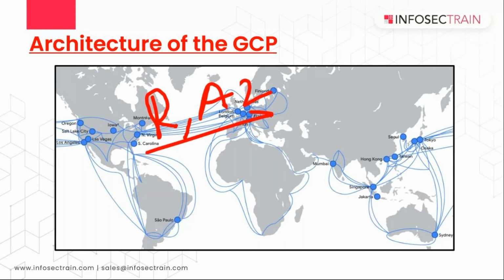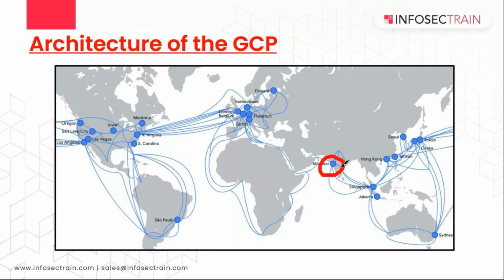Region means a physical place where that particular cloud provider, in this case the GCP, has a presence. Let's say, for example, in this particular map, I will be providing you a much better map as well, but let's stick with that initially. You can see in India they have only one place. In India they are present in the Mumbai region.